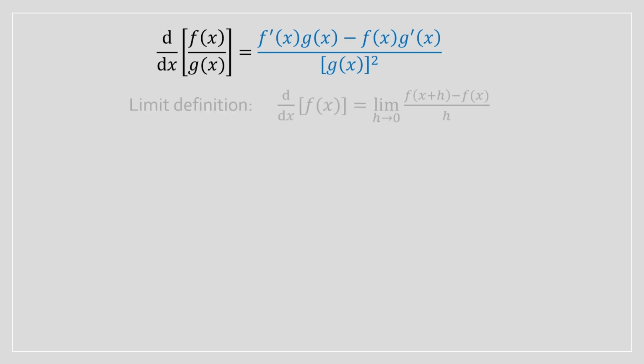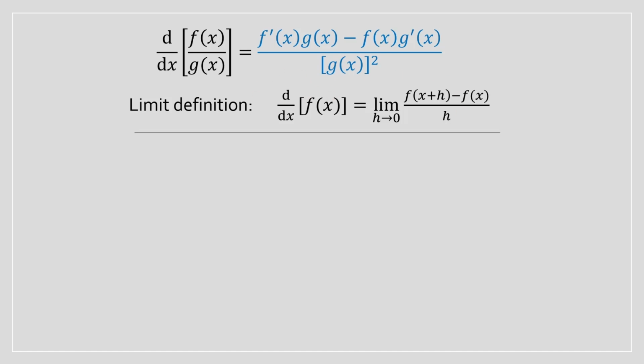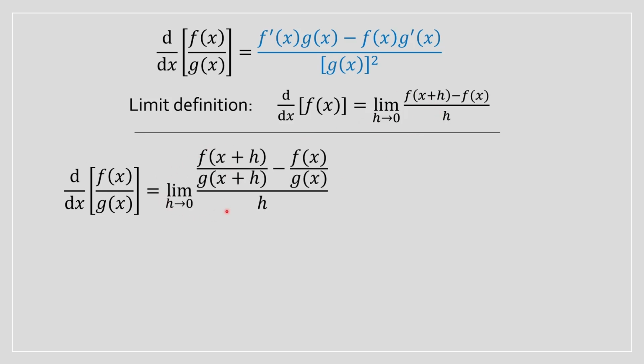First things first, we're going to have to apply the limit definition. In any proof in Calculus 1, you're going to have to use the limit definition. Right away, we're going to write our function, in this case f of x divided by g of x, the quotient rule. We have to write it in terms of the limit definition, and it's going to resemble something like this.